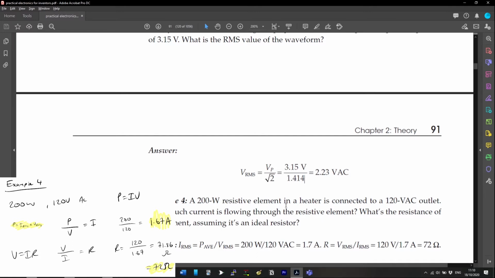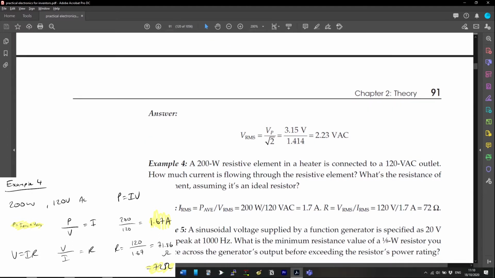Which obviously for a resistor, you just round up to 72 ohms, wouldn't you? So how are we doing? I RMS is equal to P average divided by V RMS. That gives you 200 watts divided by 120 volts, which is 1.7 amps, which is what we got.